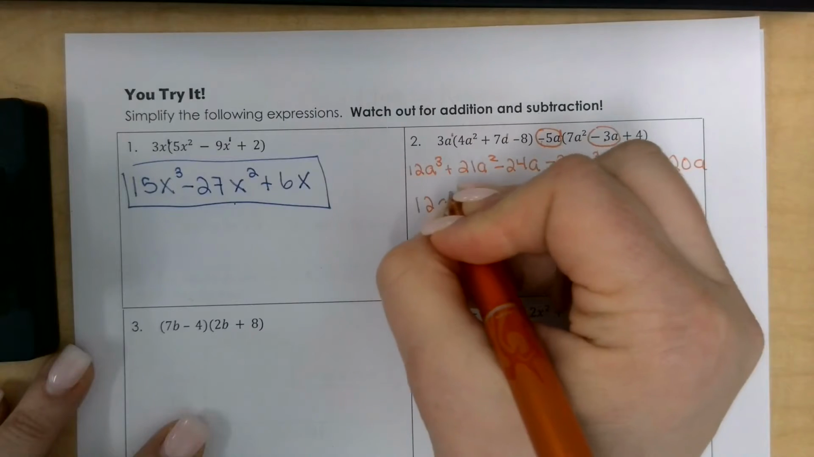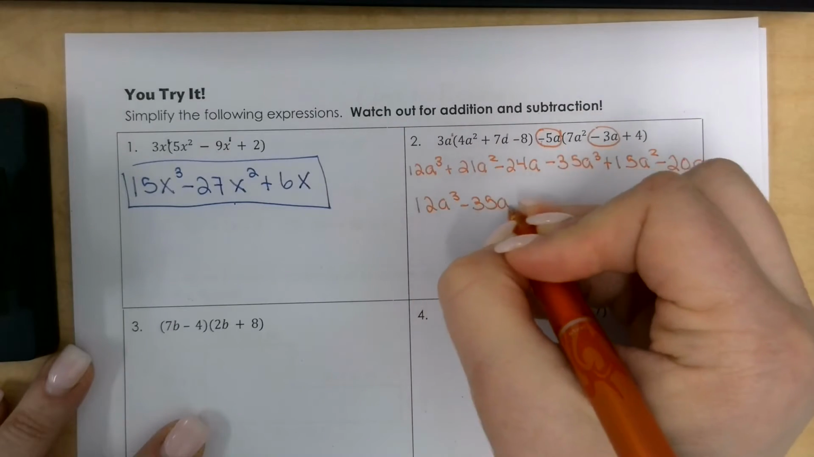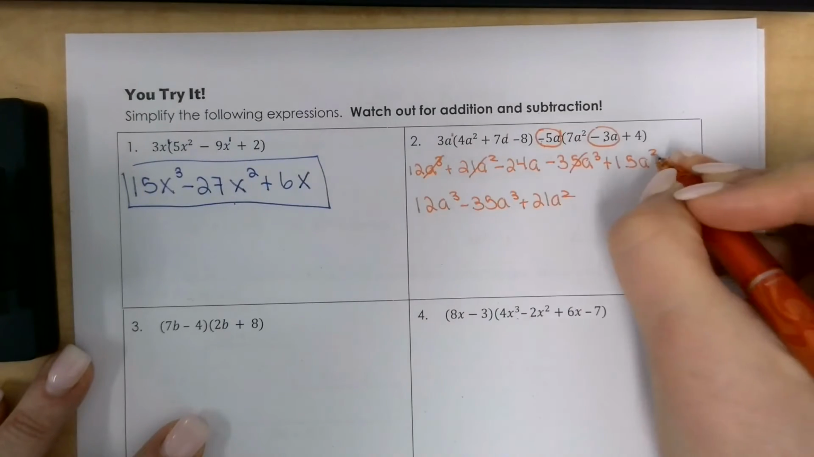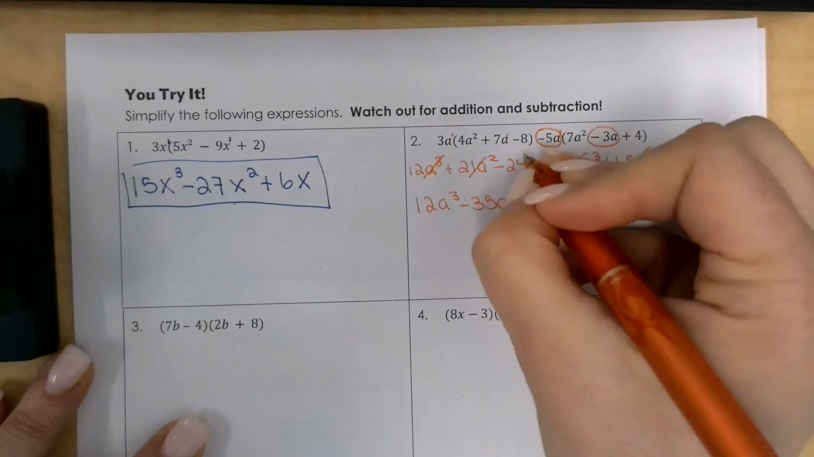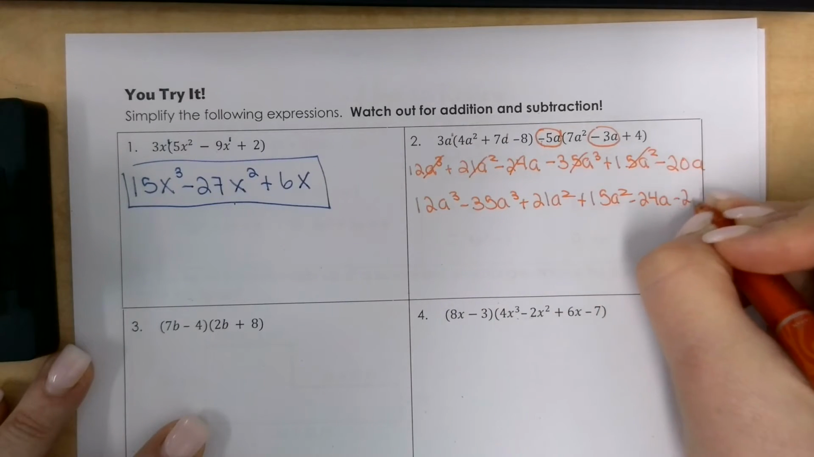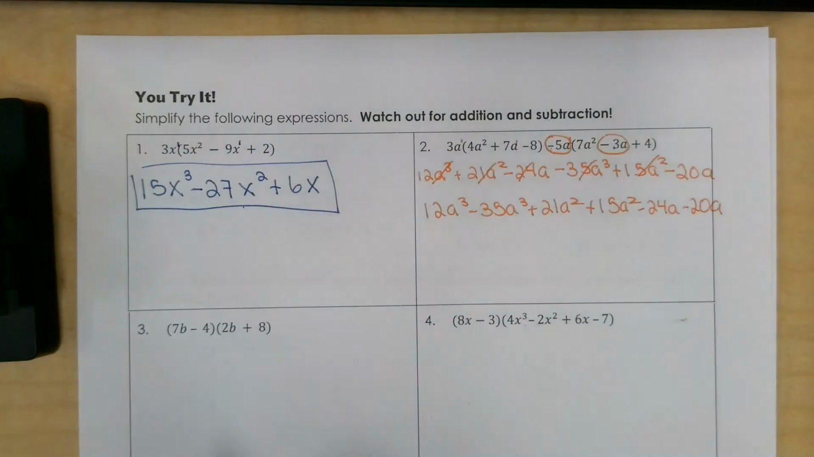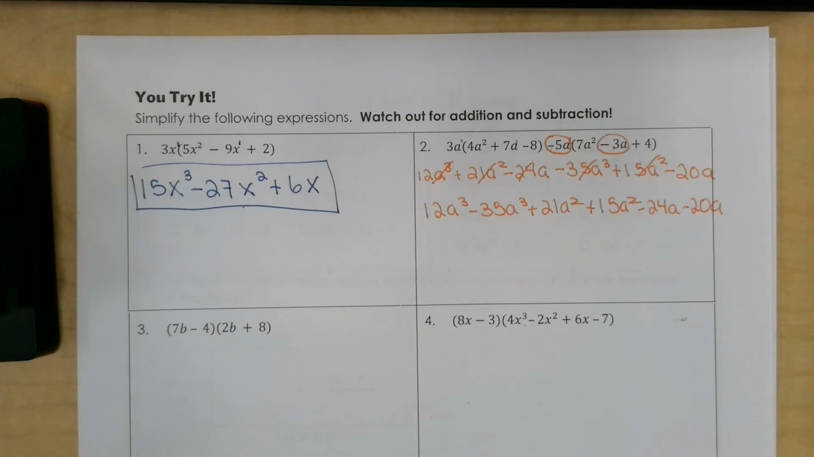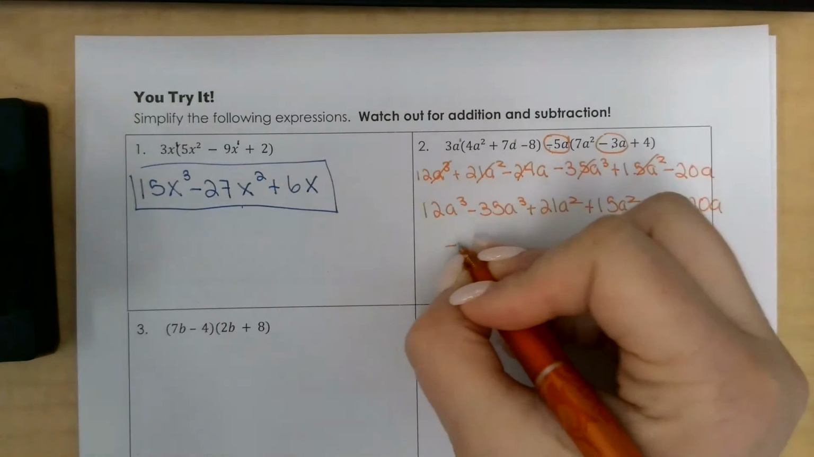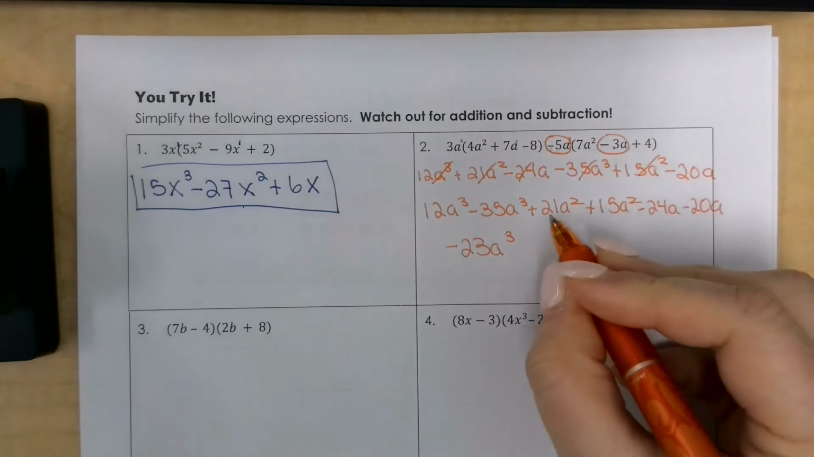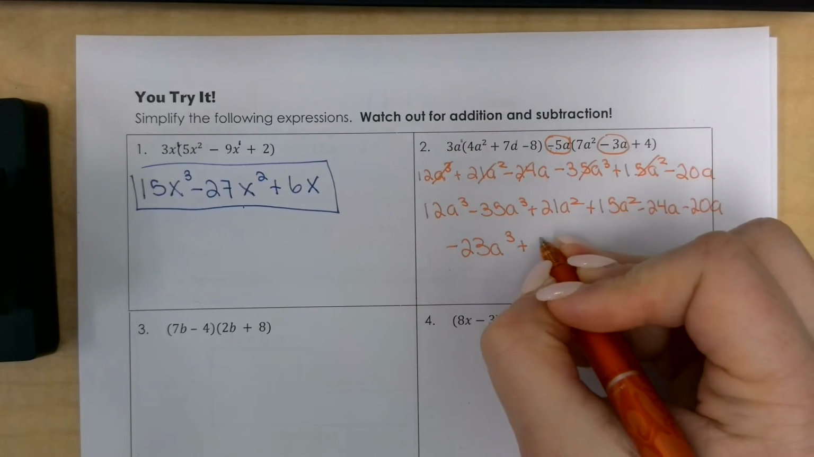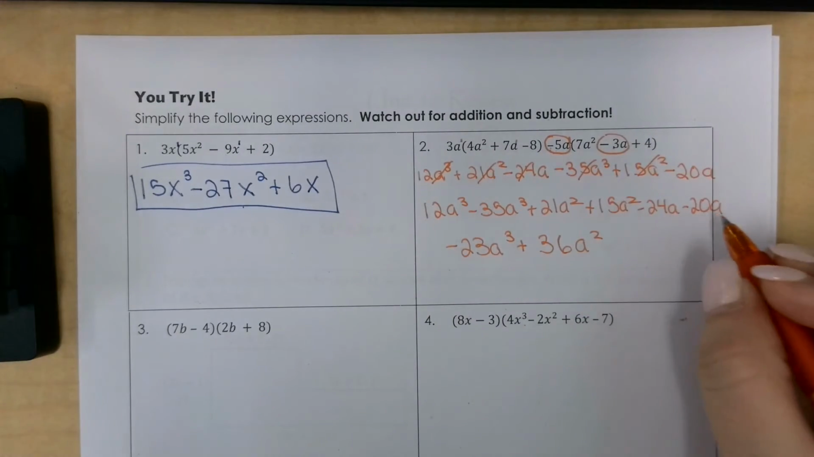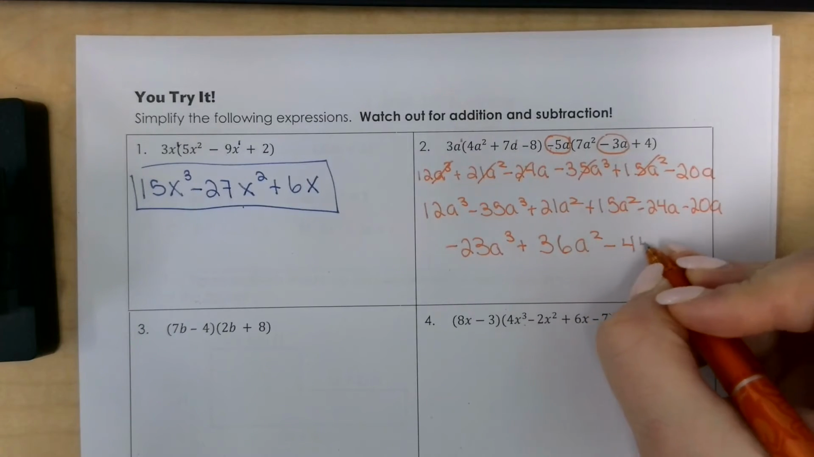I have 12a cubed minus 35a cubed plus 21a squared plus 15a squared minus 24a minus 20a. And I've got some combining to do. I've got 12 minus 35, which equals negative 23a cubed. 21 plus 15 is going to be plus 36a squared. And minus 24 minus 20 is going to be minus 44a.